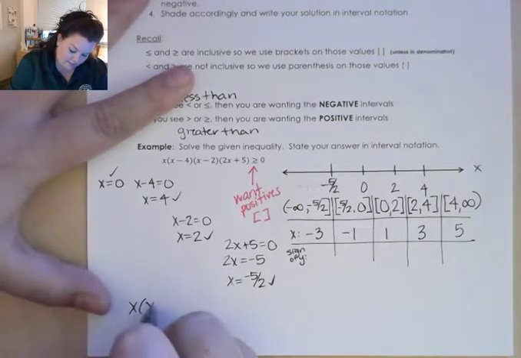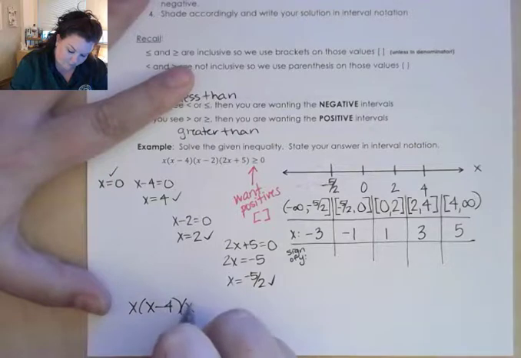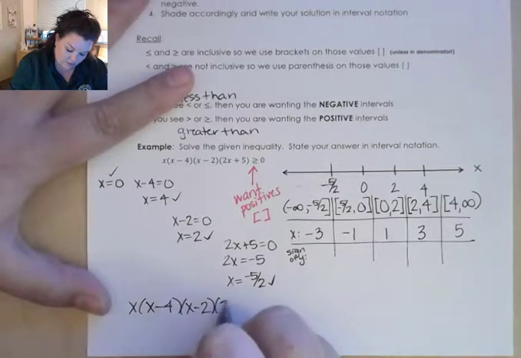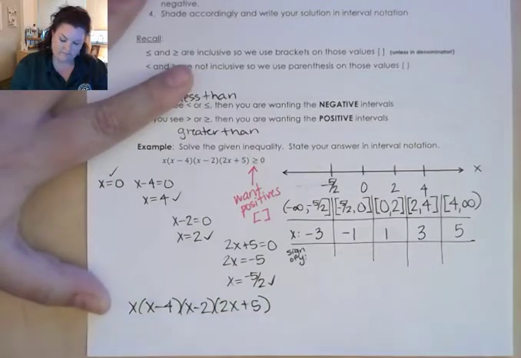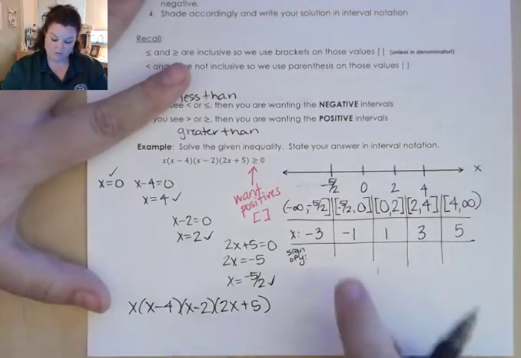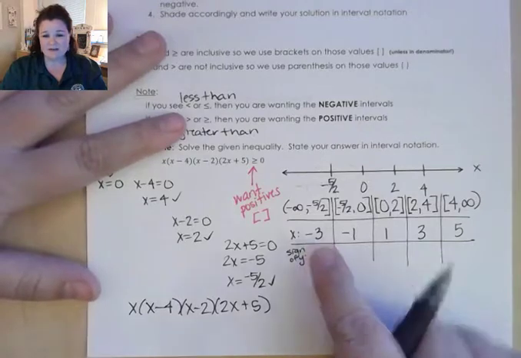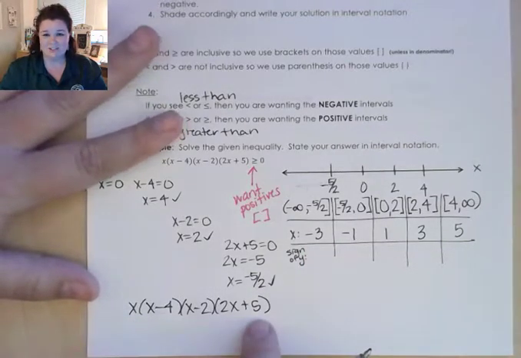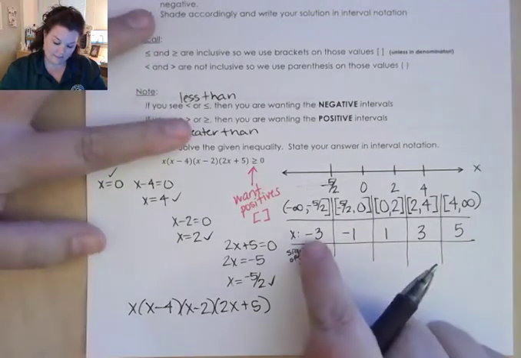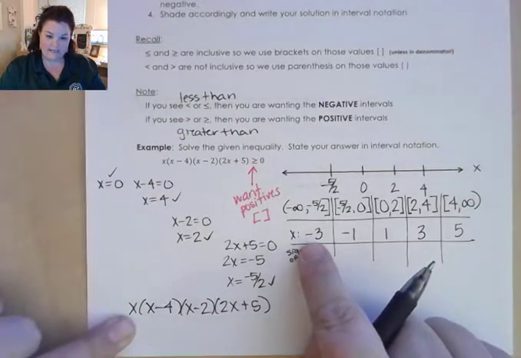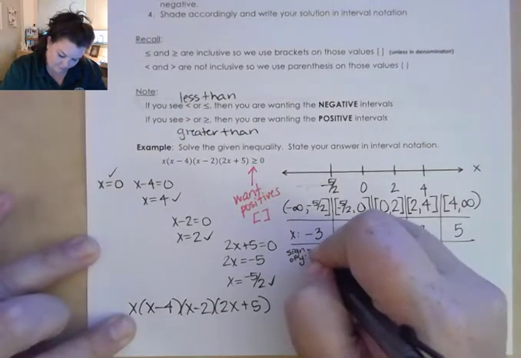So I'm just going to rewrite this function down here. So I have x times x minus 4 times x minus 2 times 2x plus 5. So I'm going to plug these in. So when I plug in a -3, and like I said, I'm not actually going to get a value, so I'm just going to use signs to show me if they're positive or negative. So when I plug in a -3 for x, that's going to give me a negative.